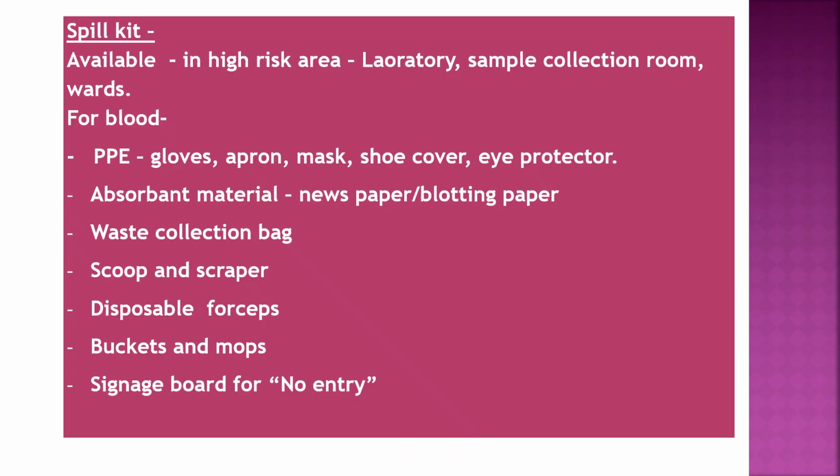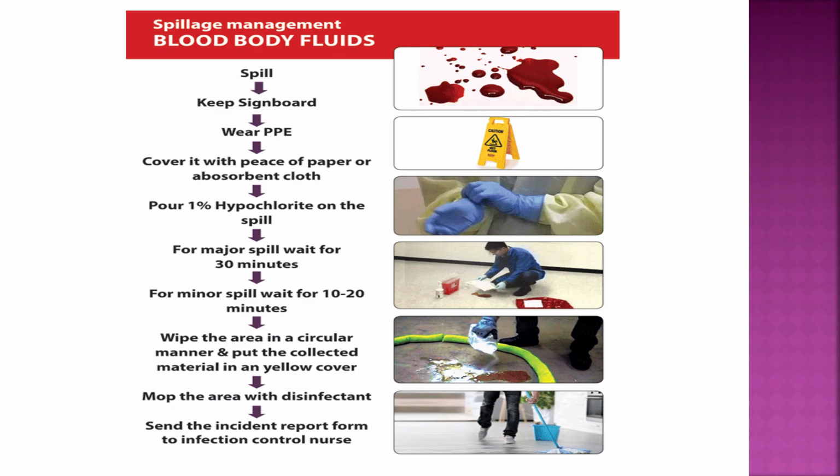In the spill kit, what things should be available in high risk areas like the laboratory, sample collection room or wards? For blood, the PPE should be gloves, apron, mask, shoe cover and eye protector. Then absorbent material like newspaper or blotting paper, tissue paper should be there. Then a water collection bag, a waste collection bag, a scoop and scraper, disposable forceps, buckets, mops and a signage board for no entry till you remove the spillage. So these are the steps for blood or body fluid exposure spillage.